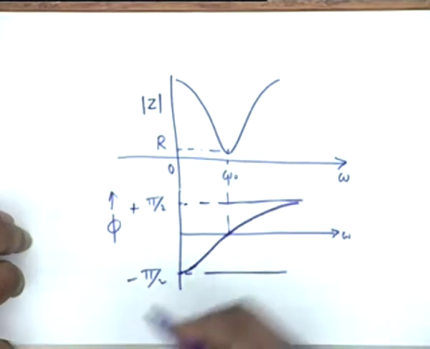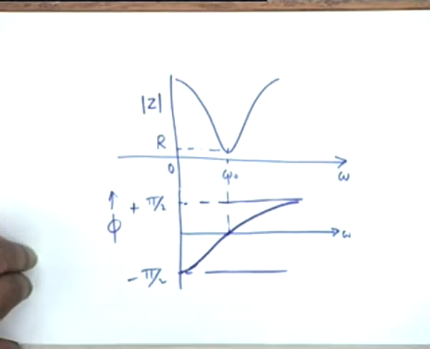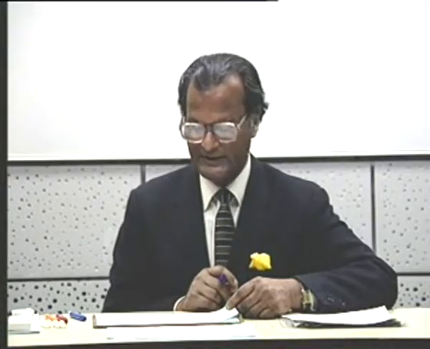This frequency omega 0 is called the frequency of resonance, and the formal definition of resonance is that the impedance or the admittance of the circuit becomes purely resistive, which means that the voltage and current at this frequency shall be in phase. If the circuit is purely resistive, the current and voltage shall have no phase difference between them.